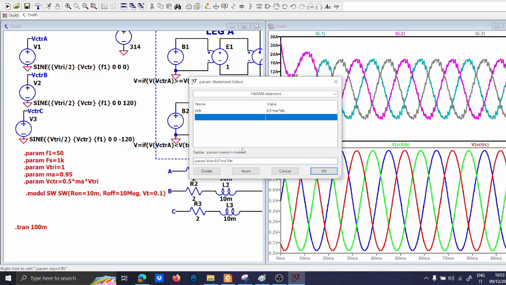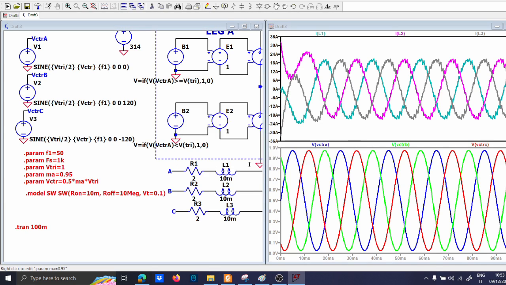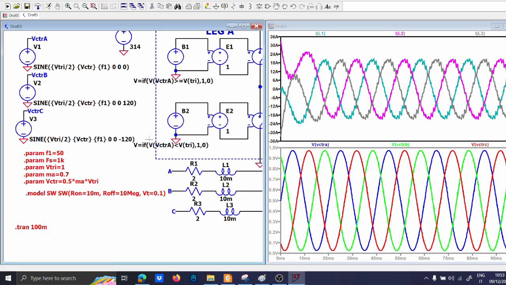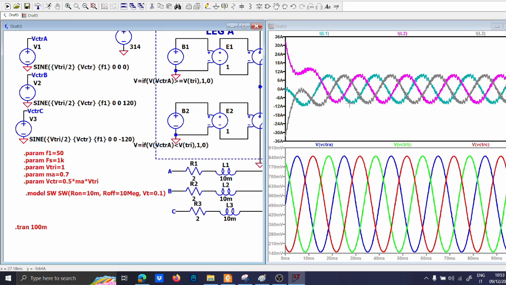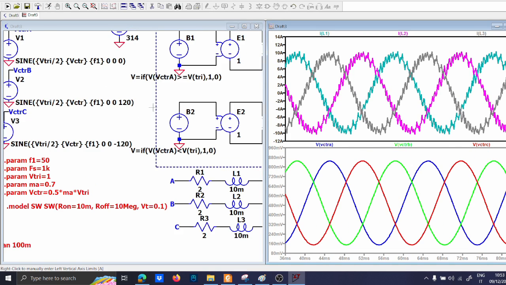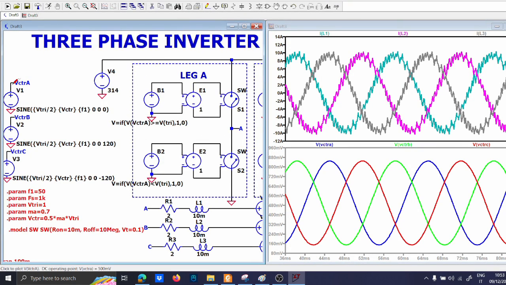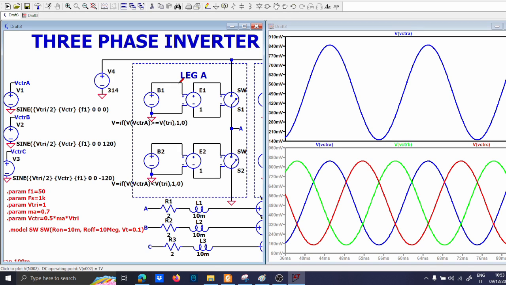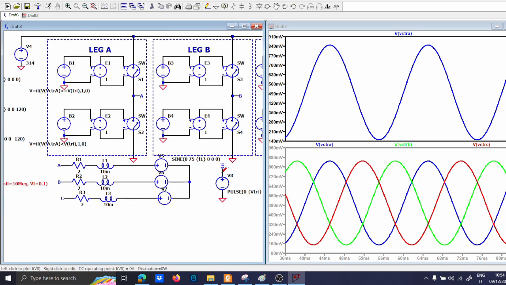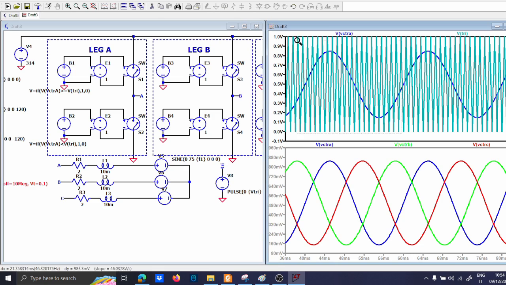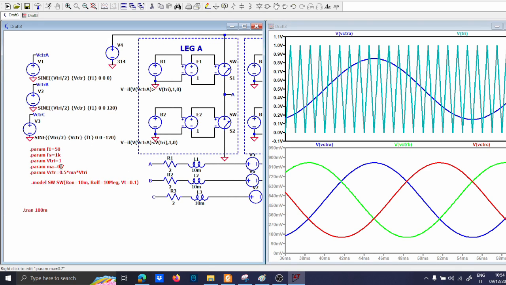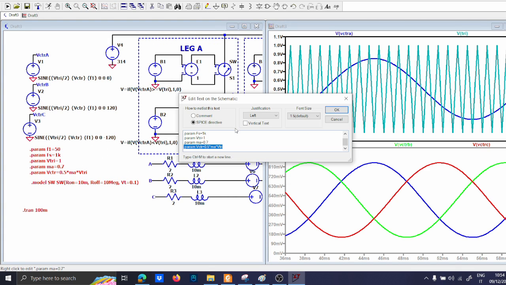If you decrease the modulation factor, MA, to 0.7, the ripple will increase, as you can see, because you are not exploiting all the sine wave, nor all the triangular waveform, which is given here, and so you won't have an accurate representation of your current. And so MA we will put to 0.95.